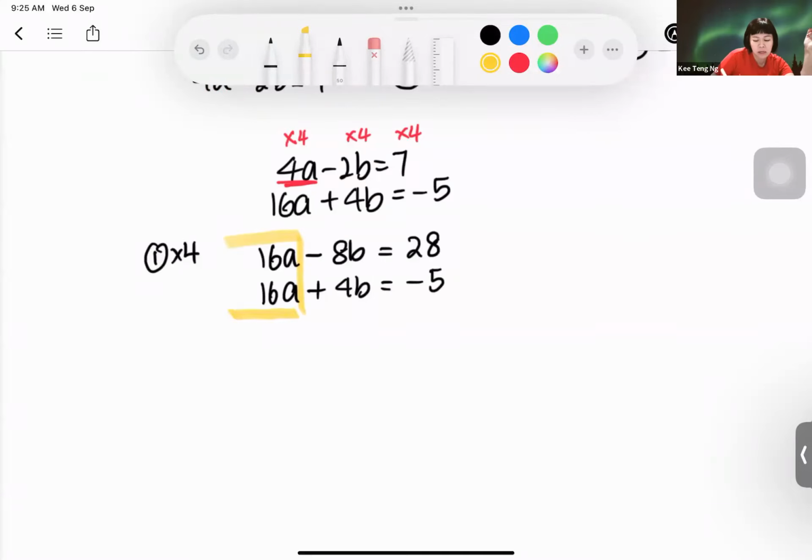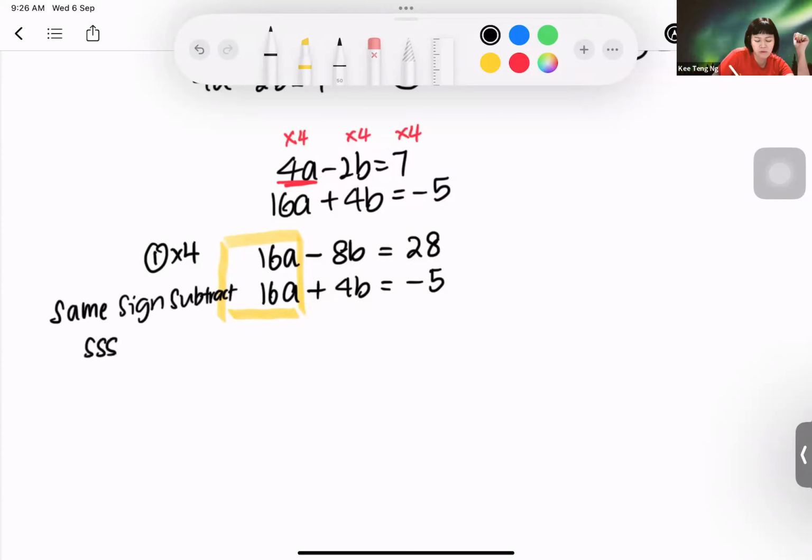We look at the sign for the variable that we want to make the same. Sometimes students will think that the sign to look at is this sign. This is not true. You look at the sign over here for the terms that we try to make the same. Same sign, subtract. Different sign, add. So now these are both the same sign, both positive.